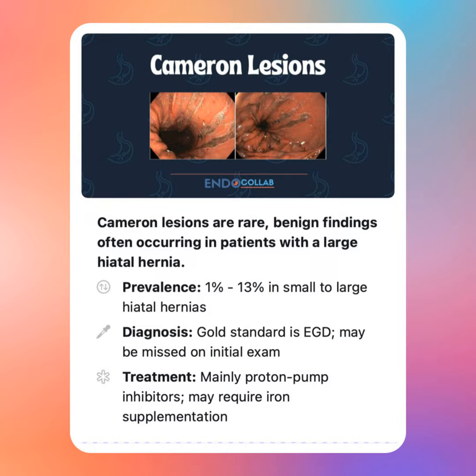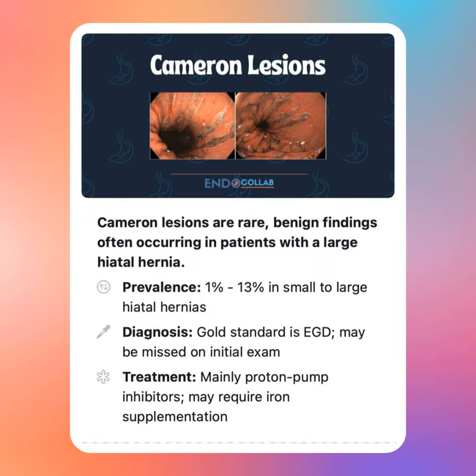It's quite fascinating to note that hiatal hernias are identified in a small percentage of patients undergoing esophagogastroduodenoscopy, or EGD. Among these patients, Cameron lesions are found in about 5% of all cases. However, the prevalence of these lesions increases with the size of the hiatal hernia.